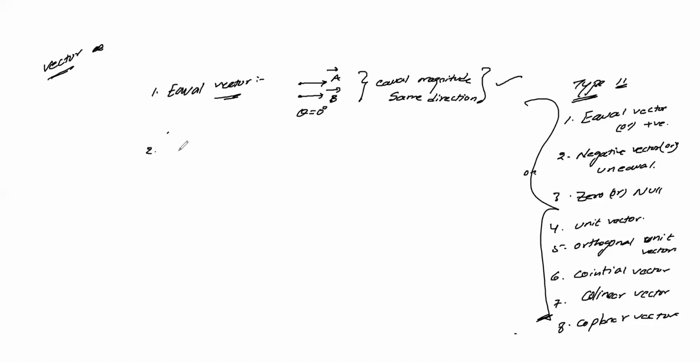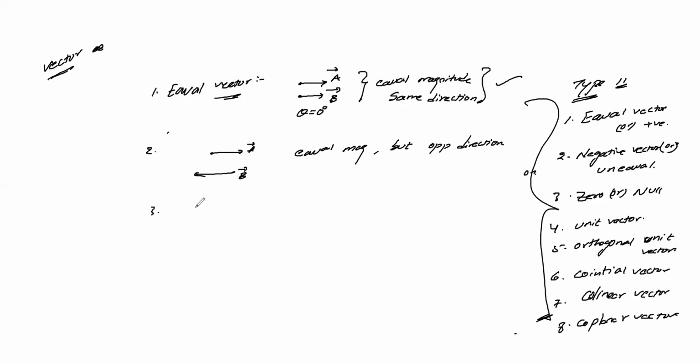Next one is your unequal vectors or negative vectors. That means both vectors are traveling in opposite directions. Remember it: equal magnitude, but opposite direction.